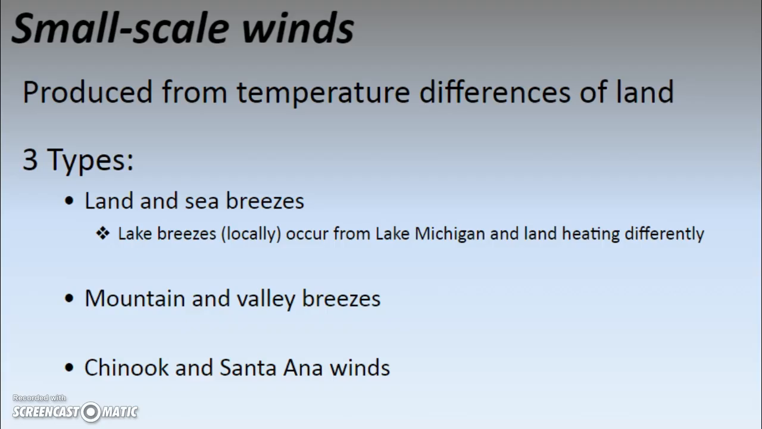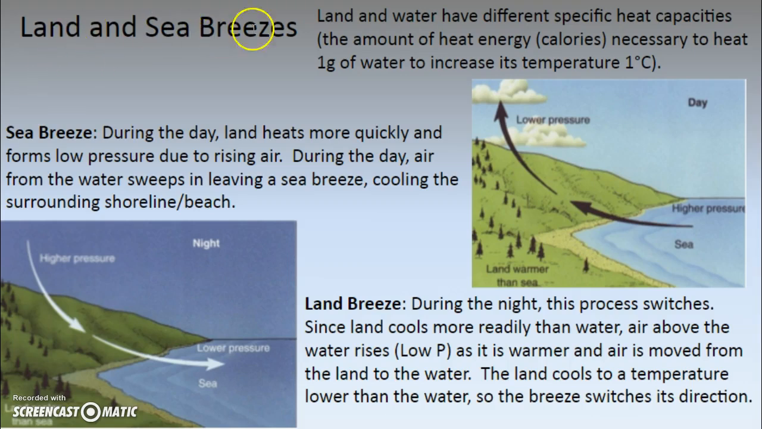So here we go. Small scale winds. These are produced from temperature differences with the land, and it could be land with other land, it could be land with water. There are three types, and we're going to look at land and sea breezes. By Lake Michigan, we call them lake breezes, and these are what occur locally. These occur from Lake Michigan and the land having different specific heats. Therefore, they heat up differently. So this is going to change the high and low pressures. It's going to determine what air is rising and sinking. We're going to look at mountain and valley breezes, and we'll briefly look at Chinook and Santa Ana winds. But let's start off with the land and sea breeze.